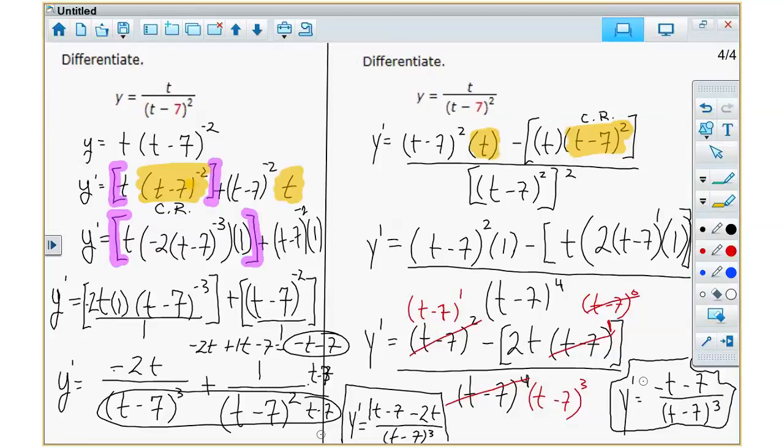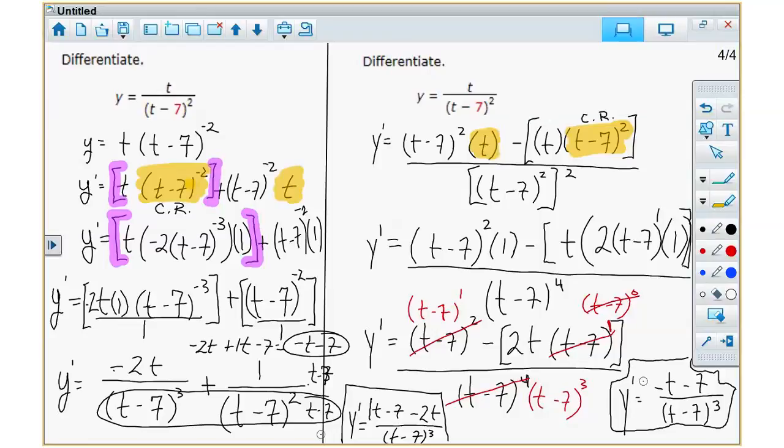So 1 times t minus 7 is 1t minus 7. That's what we have in the numerator. Negative 2t plus 1t minus 7 gives us negative t minus 7 over t minus 7 to the third power, just like we got right here. Can you back up to multiplying by t minus 7 to find the same common denominator? Yes.